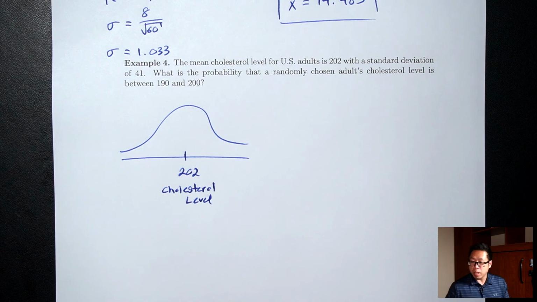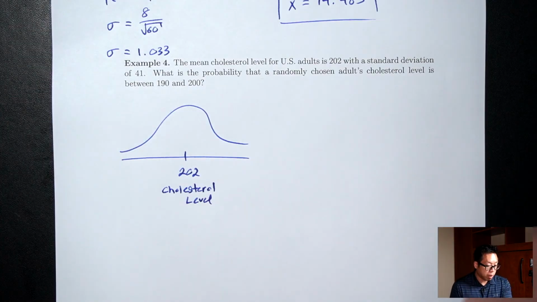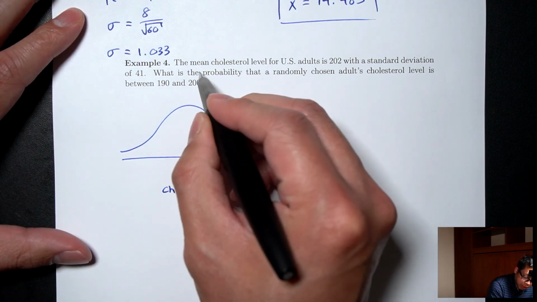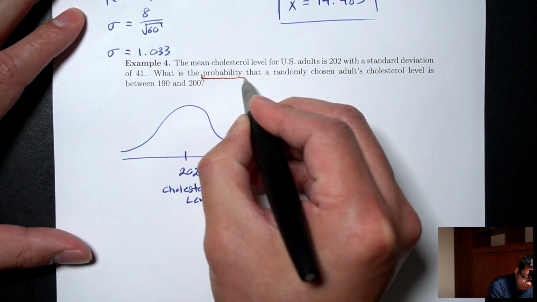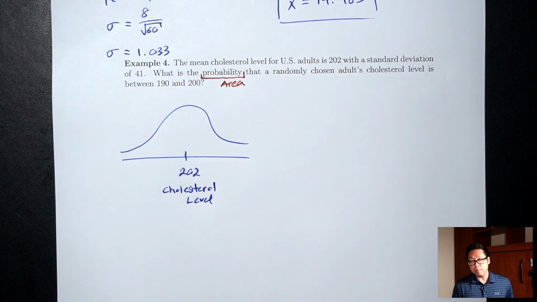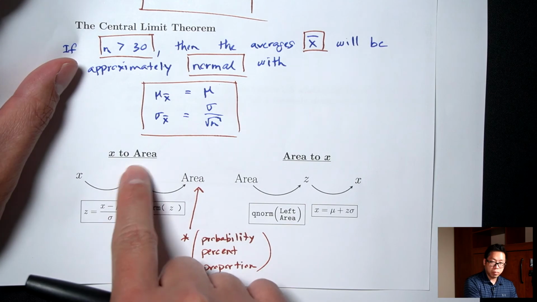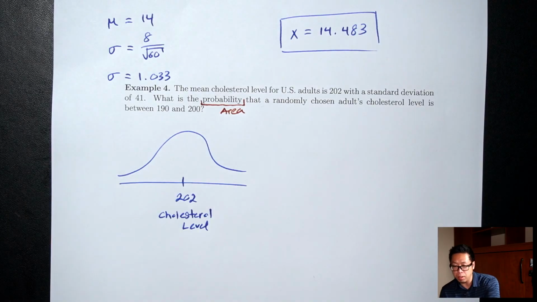The next thing we need to decide is, is this an X to area or an area to X? So let's read the last sentence here. It says, what is the probability? Probability is one of those P words that I said you should think area. So I want area as my final answer when I finish the question. Which one of these ends with an area? X to area.